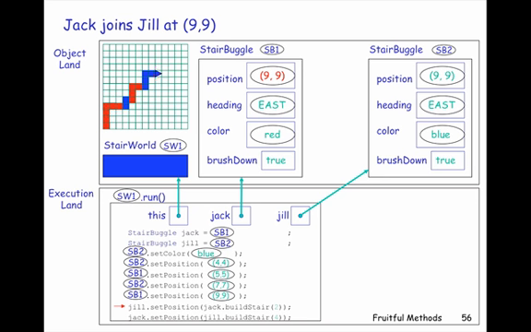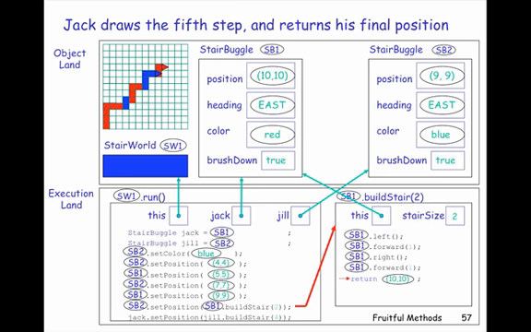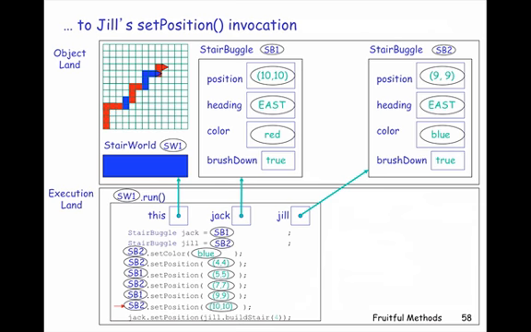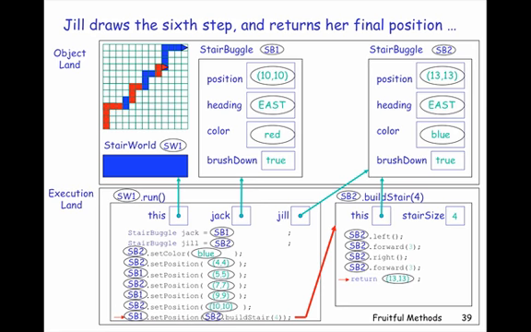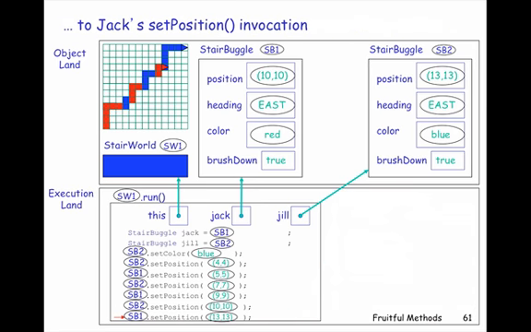Okay, and continuing, we now have a stair of size 2 that Jill builds, and Jack builds, and then Jill goes to that position, and finally we have Jill build the final stair of size 5, and Jack goes to the position at the end. And so both of them end up at position 13, 13.